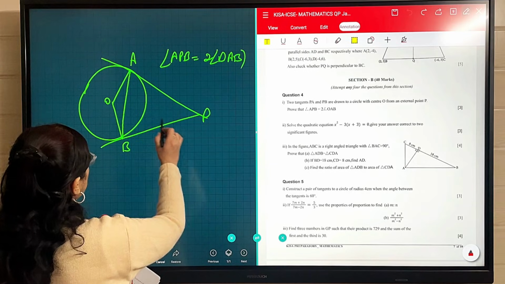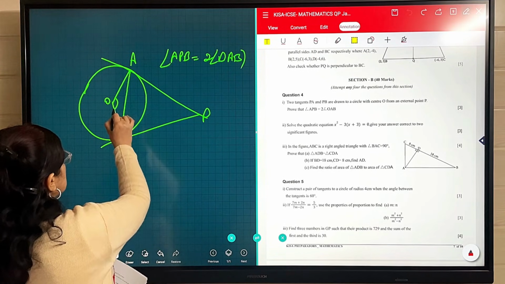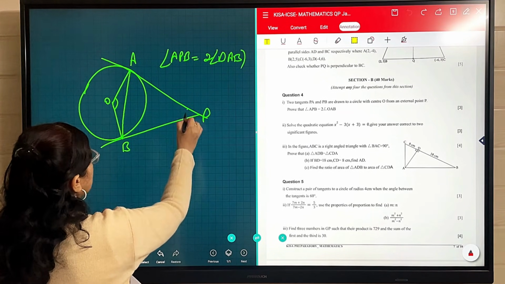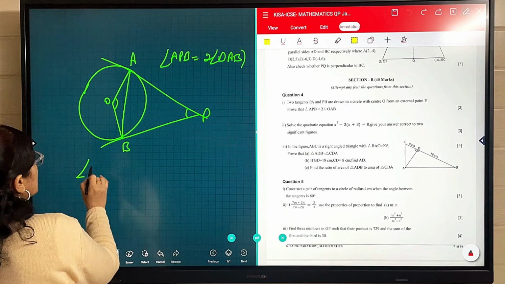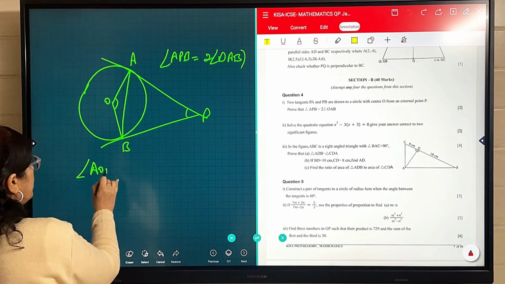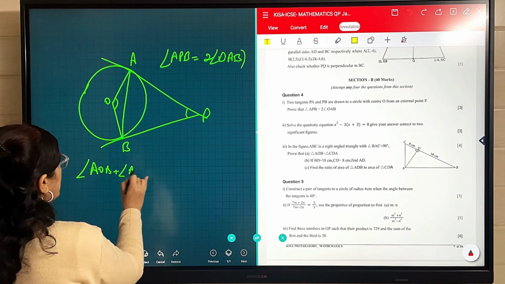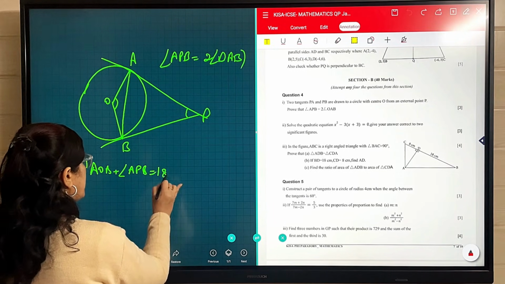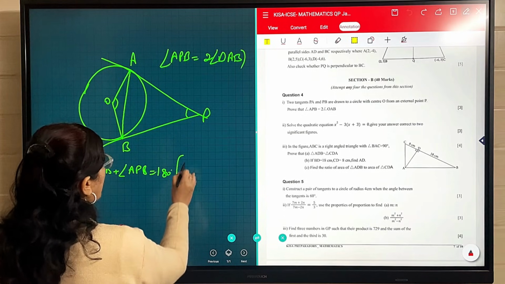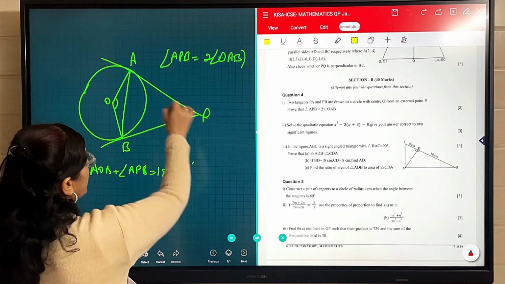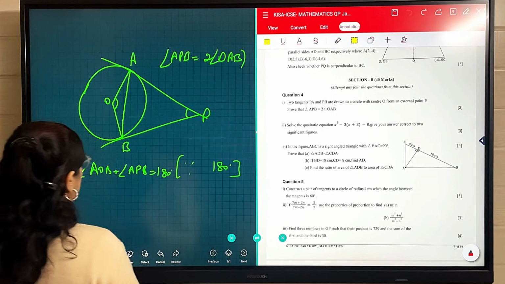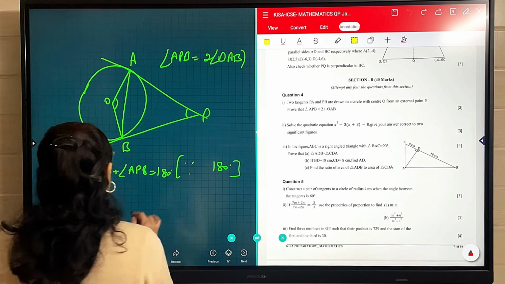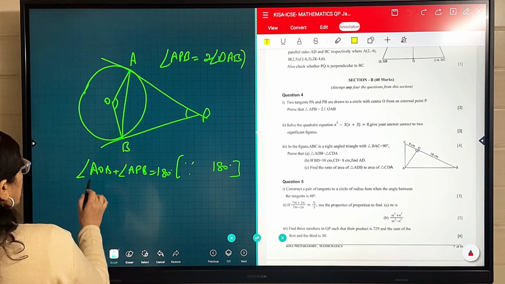Now, the first property we are going to use in this case is that angle AOB and angle APB are supplementary. I am writing this property: angle AOB plus angle APB is equal to 180 degrees, because, we have to give the reason, angle made by two tangents are supplementary. Supplementary means their sum is 180 degrees. This is the first equation.